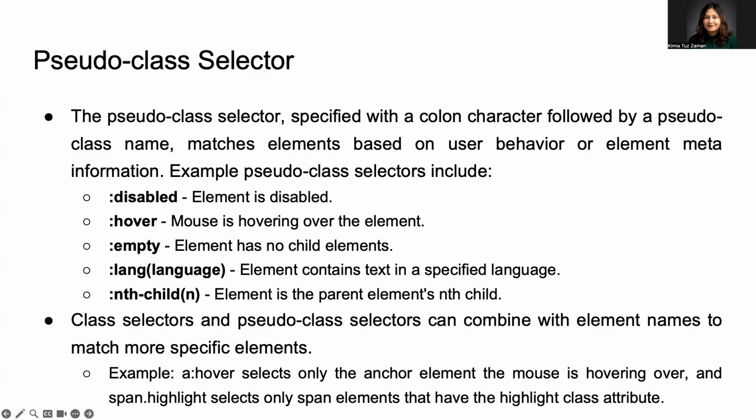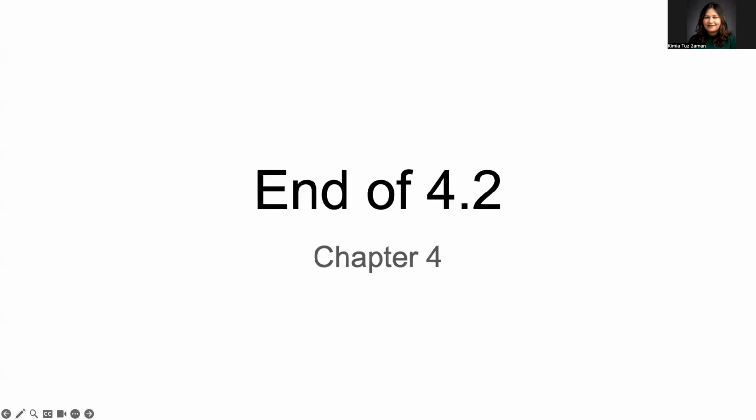Now here's the cool part. You can also combine pseudo-classes with other selectors. For example, a:hover will only select anchor tags when the mouse is hovering over them, and span.highlight targets only span elements with the highlight class. So pseudo-classes give us much more control over how elements behave and look depending on context and user interaction.